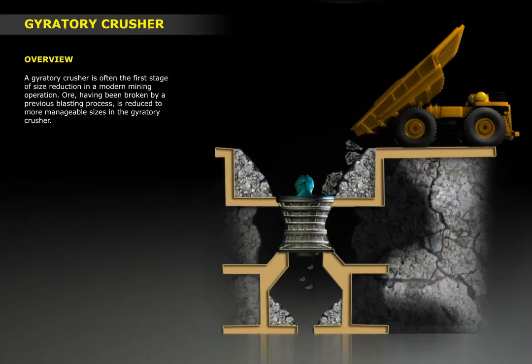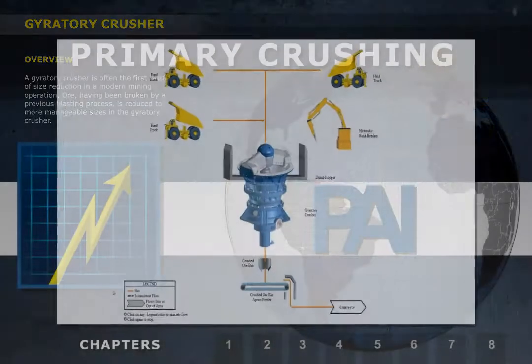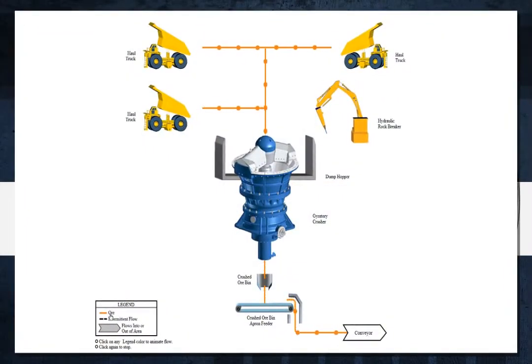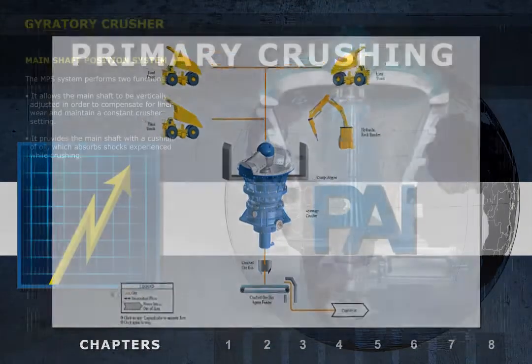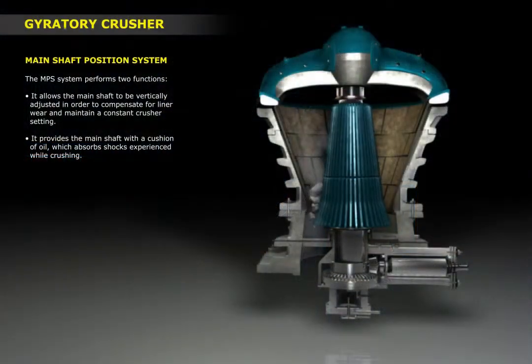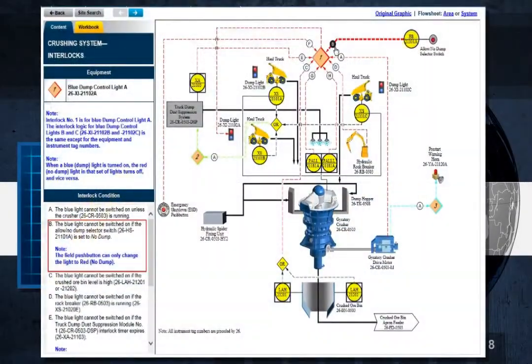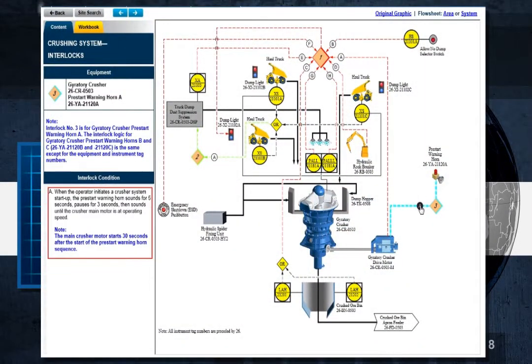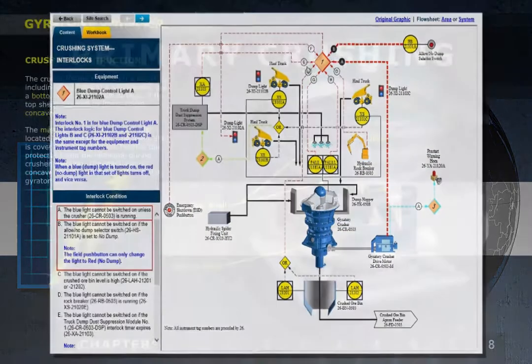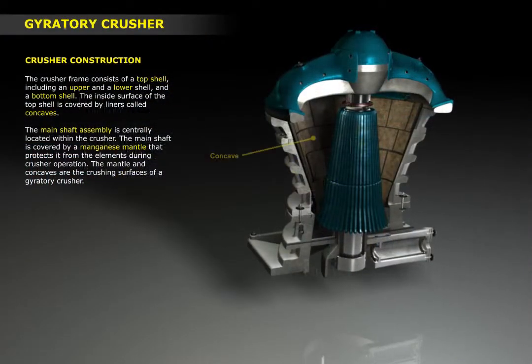In this training module, we'll cover the characteristics of a gyratory crusher that's designed to be the first stage in the size reduction of run-of-mine ore. A gyratory crusher receives ore from a mine and crushes the ore between a gyrating main shaft and stationary liners called concaves.